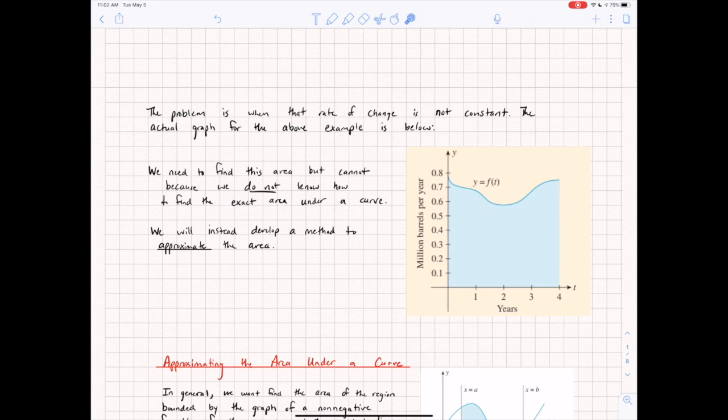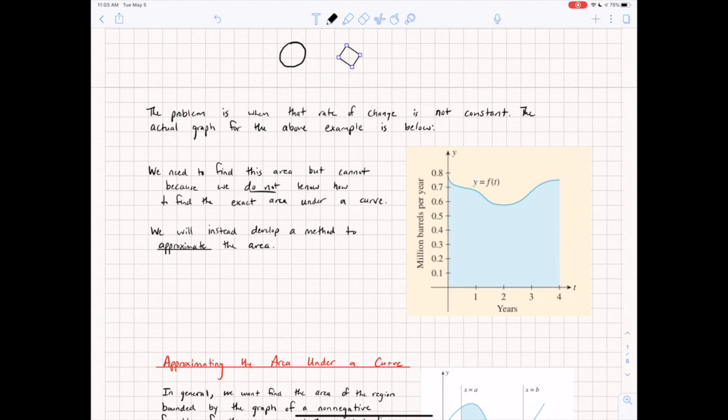And so when I have a situation like this, if I want to know how many barrels of petroleum have accumulated over these 4 years, to answer that question, I need to know the area underneath this curve to the t-axis. But because it's curved, I'm unable to find that exact area because we don't know how to find the area of an arc like this. I have formulas for specific polygons. I can find the area of a circle. I can find the area of a triangle.